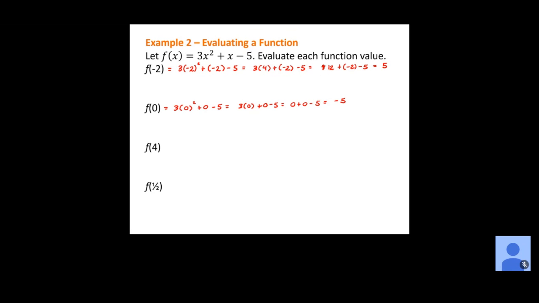And again, I don't need to see all of those steps every time, right? If you just recognize, oh yeah, those 0 terms are going to go away. I'm subtracting 5. That's going to give me negative 5. You can go straight to that answer.